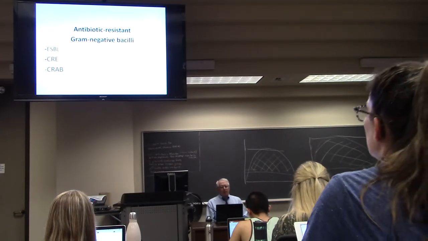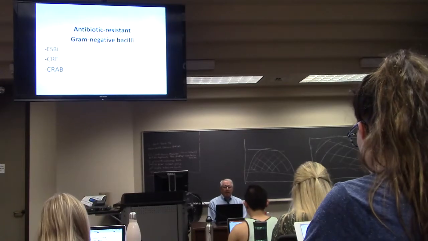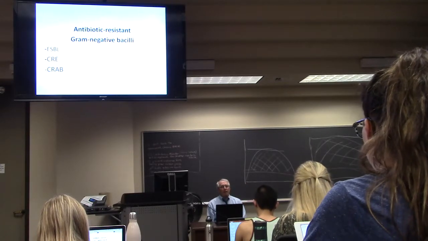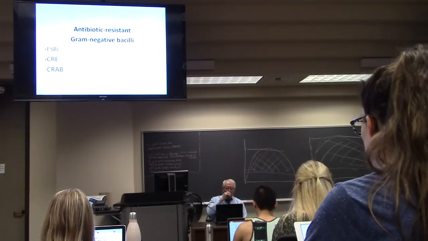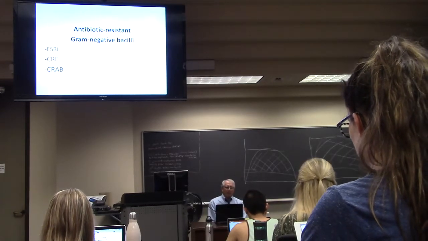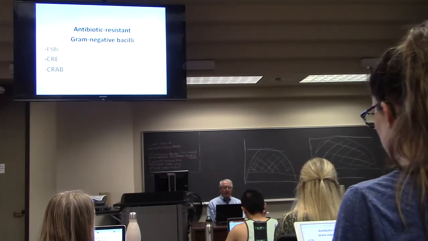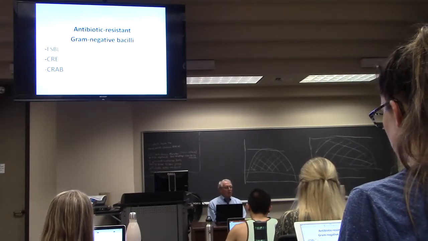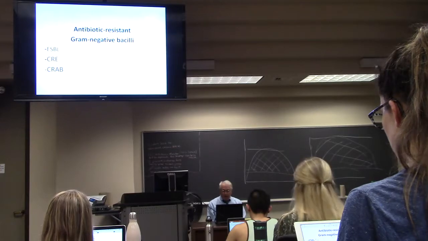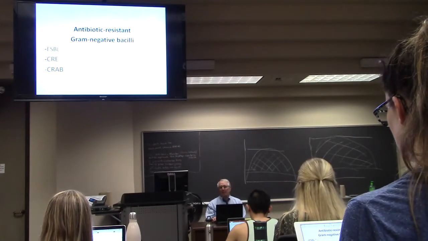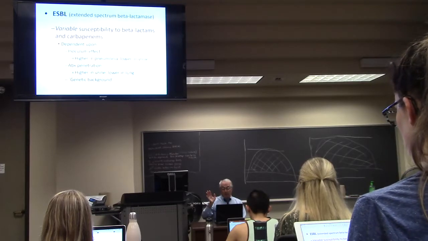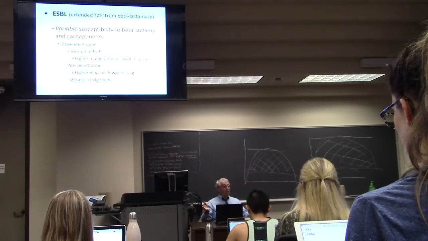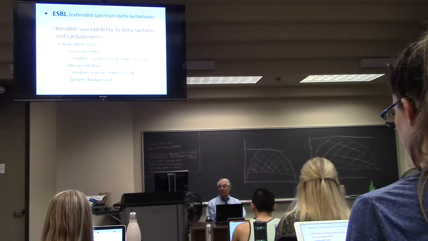So much for gram-positive cocci, MRSA and VRE. How about antibiotic-resistant gram-negative bacilli? The three that are most important are extended-spectrum beta-lactamase producers, carbapenem-resistant Enterobacteriaceae, and CRAB, carbapenem-resistant Acinetobacter baumannii. I've been practicing these all day. So ESBLs, everybody talks about ESBLs. Do you know what ESBLs are? Have you heard about it? People talk to you about it?